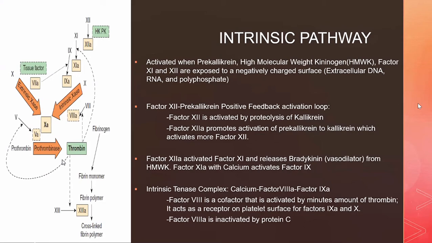Now, how does it start? High molecular weight kininogen and prekallikrein will activate your factor 12. Now, when your factor 12 is activated, it will promote a positive feedback mechanism, a positive activation loop. Once activated, it promotes activation of high molecular weight kininogen and your prekallikrein. Once these are activated, they activate again, going round and round. But factor 12A has two functions, it's not just consolidated there.